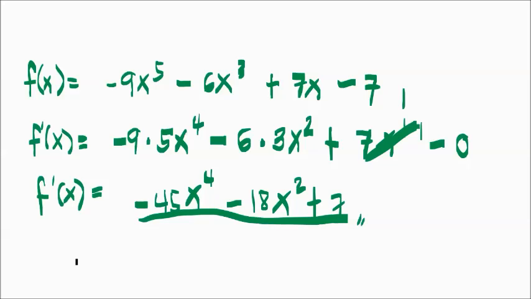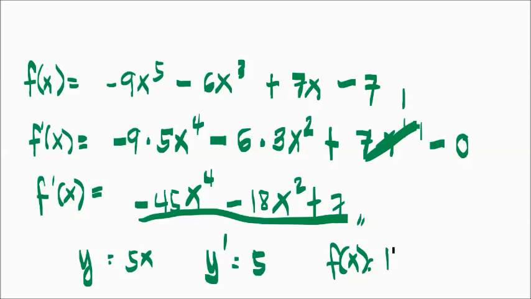I'm hoping that, for example, y is equal to 5x. The derivative of this is equal to 5 only. So you can shortcut that. For example, f of x equal to 10x. The derivative of this is just equal to 10. So you can do it like that.